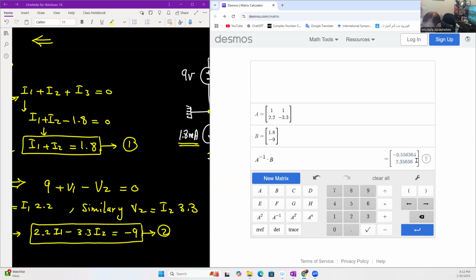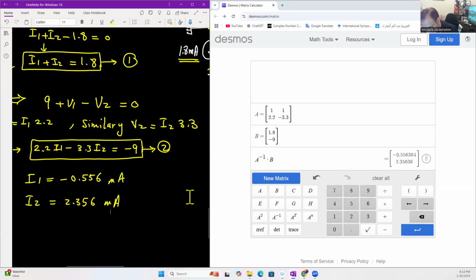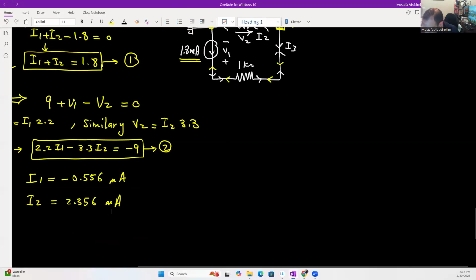So I believe we can copy and paste, so that we can just write it. So that's fine. I1 is equal to minus 5.56. You can just take 3 decimals, that's fine, or even 2, that's also fine. 2.356 milliamperes here. That's it. That's Desmos. If you didn't get it, just rewatch the video. I also have a separate video just for that. Good, guys, that's basically very good.